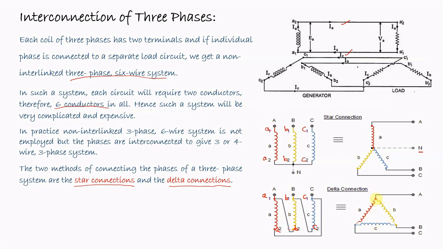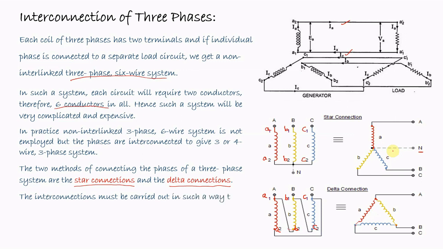Here A1 and B2 are joined. Here it is B1 and C2 and here it is C1 and A2. This type of system is considered as a delta connected system, and these three terminals are connected to the external circuit. Here we can see that in a delta connected system there is no neutral terminal. So the delta system is always considered as the three-phase three-wire system, whereas the star connection can be a three-phase three-wire as well as a three-phase four-wire system.